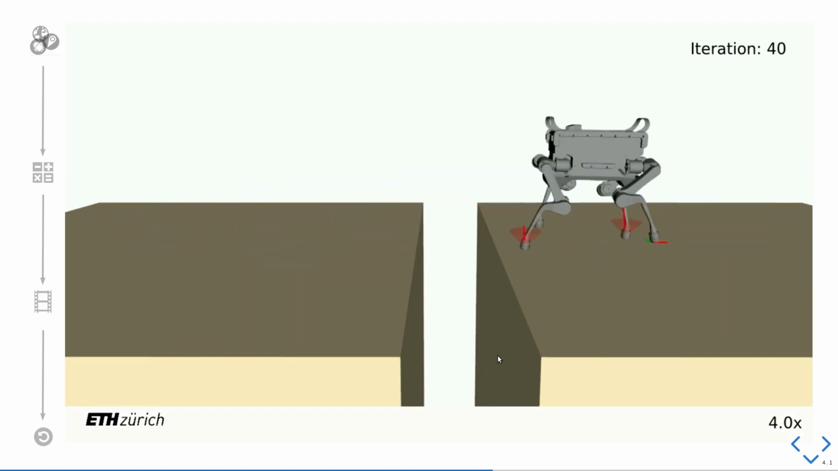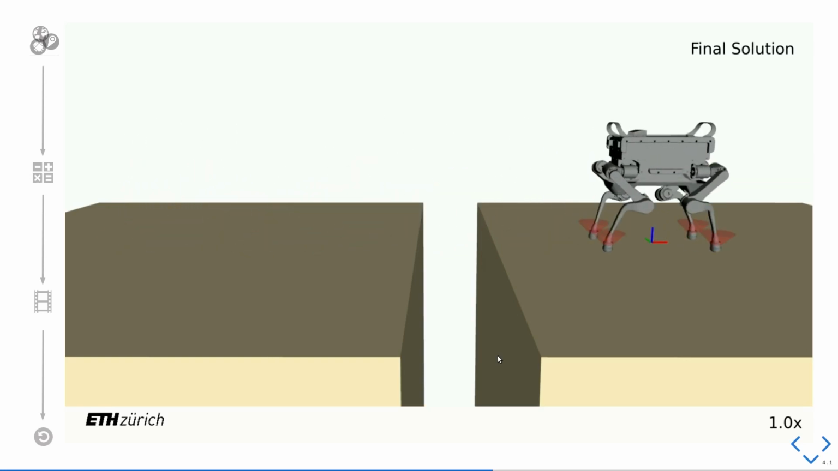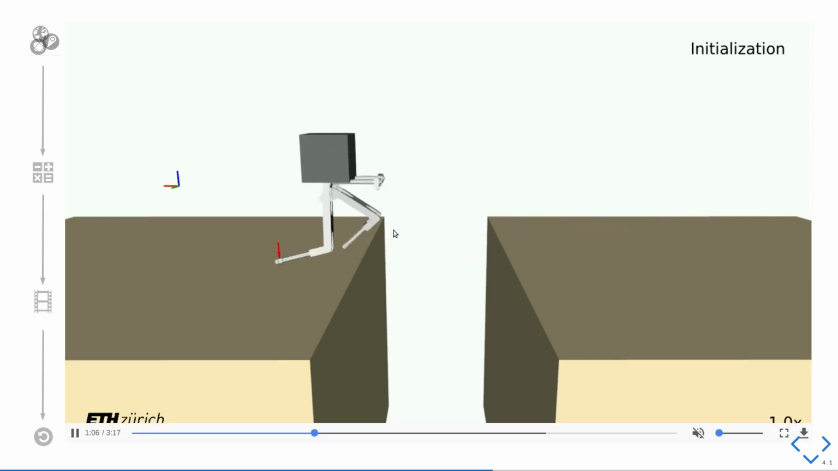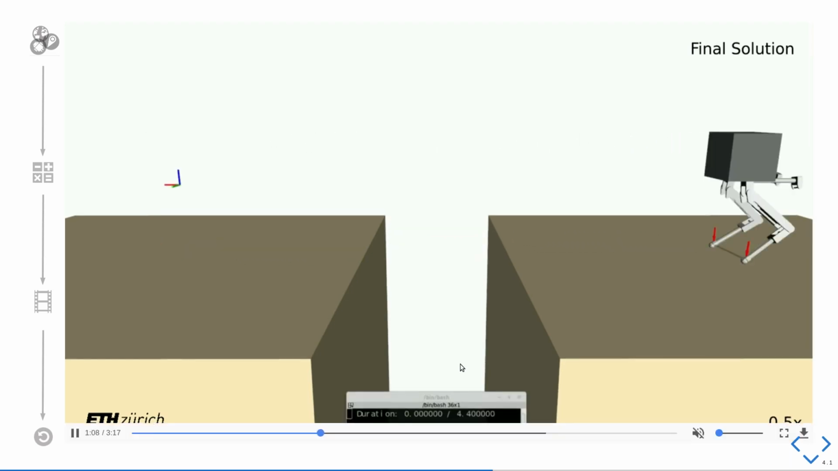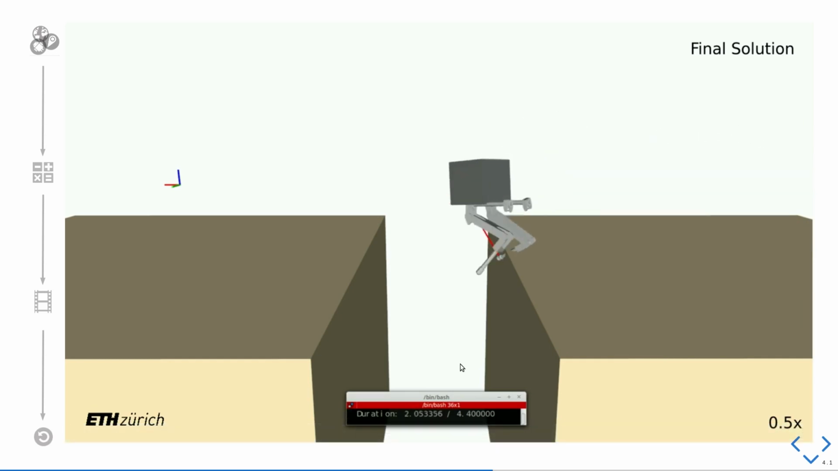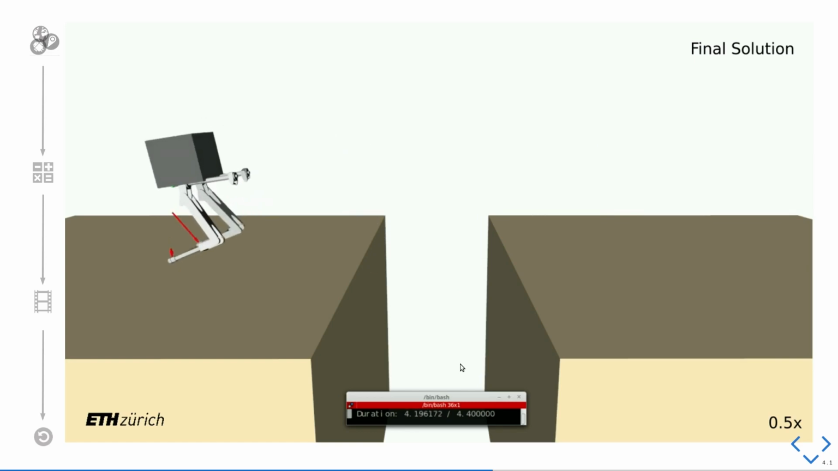So here the gait sequence is adapted over a few iterations in order to find the best gait to cross a gap. Here as well, the initialization still violates the physical laws, but as the solver proceeds, it finds a solution and a gait that can be used in order to traverse even such difficult terrain.